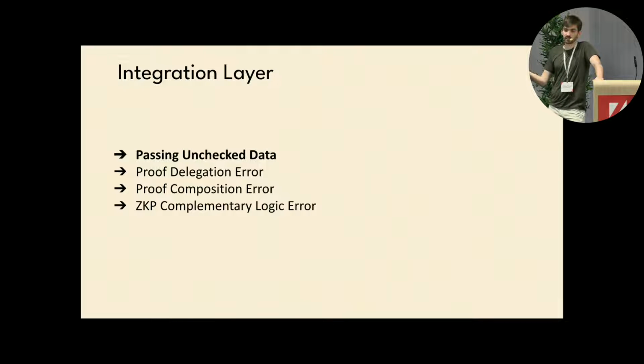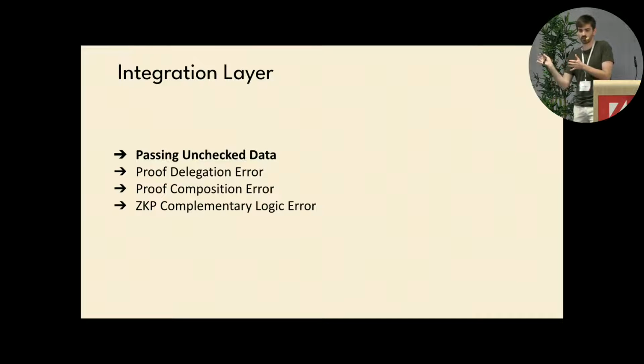The next layer is the integration layer. Here we identified four main vulnerability types. The first one is passing unchecked data. This is the case when in the circuit we have some assumptions about the inputs, and we expect that the code that calls the verifier will enforce those assumptions, but the code unfortunately didn't. Then we have issues that can happen in proof delegation and proof composition. And finally, issues related to ZKP complementary logic.